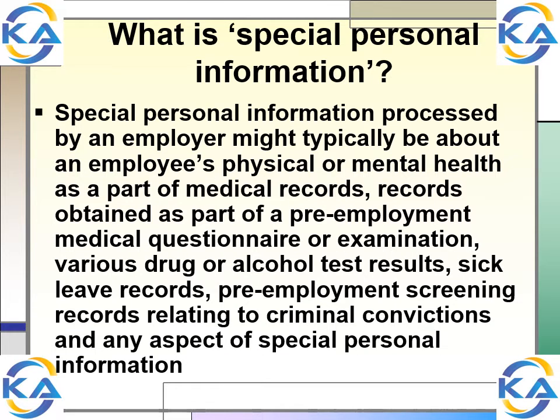Further to that, special personal information processed by an employer might typically be about an employee's physical or mental health as part of medical records. So in the event the medical aid wants to know about your medical health, that is also personal information, and without your consent, the employer is not allowed to give it out. Records obtained as part of a pre-employment medical questionnaire or examination, various drug or alcohol tests, and the results, sick leave records, pre-employment screening, records relating to criminal convictions, and any aspects of special personal information may not be disclosed unless consent has been given by this data subject, which is you, the employee.